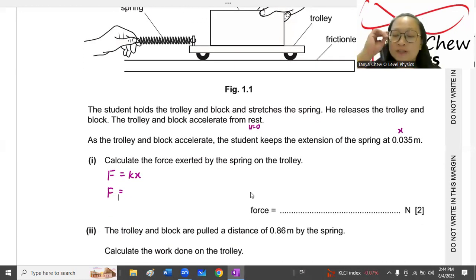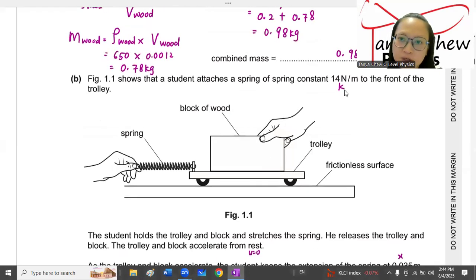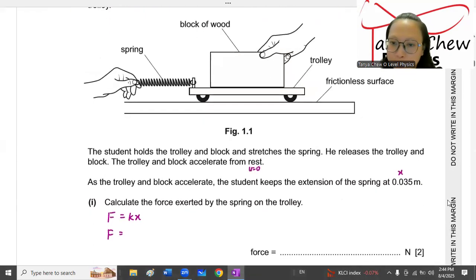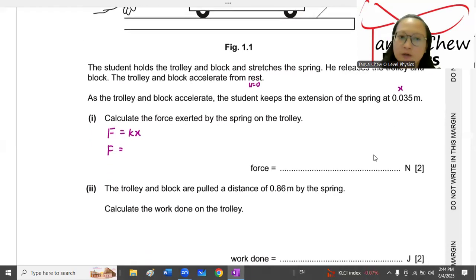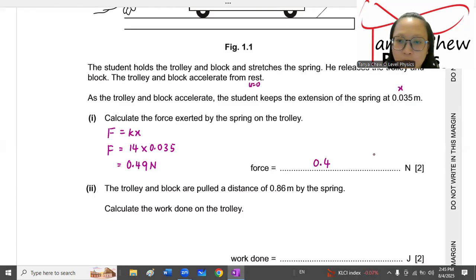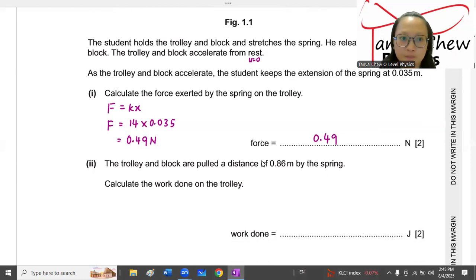But before you sub in the spring constant, you have to make sure that the unit of the spring constant tallies with the unit of extension. This is the spring constant, Newton per meter, so the extension is also in meters. I can just sub in 14 times 0.035 and I got 0.49 Newton. So 0.49 Newton is the force exerted by the spring.